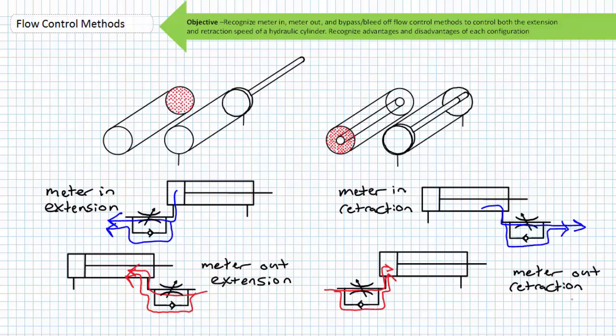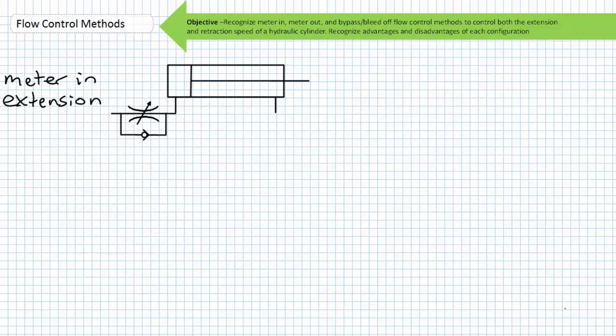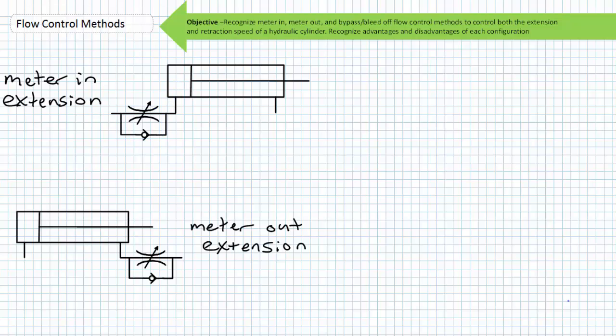Remember this fact. Take, for example, meter in extension. When run in this direction, it is controlling extension speed. However, when reversed, it does not retard retraction at all because of the check valve bypass. Consider the function of the check valve bypass for meter out extension. When run in this direction, it is controlling extension speed by limiting flow rate leaving the rod end. However, when reversed, it does not retard retraction speed at all because of the check valve bypass.